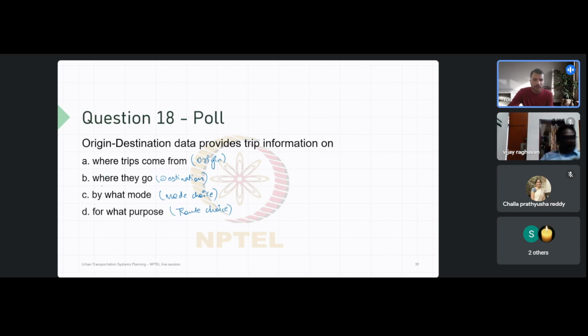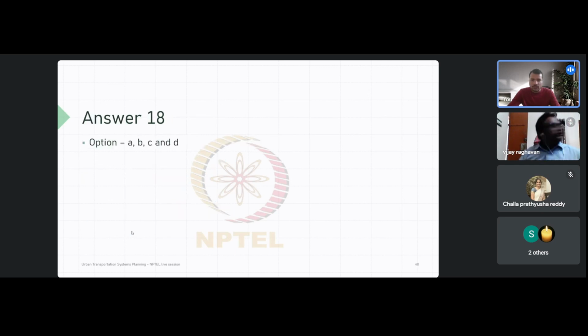So OD data will have trip information for all these stages. Then only we can model all the four: trip generation, distribution, mode choice, and route choice. So we'll need all this together. Generation we'll have before itself, but for distribution, mode choice, and route choice, all these three, we'll need all the four data. So OD data should have all these four. You can also refer to the slides for this. So answer is A, B, C, D.